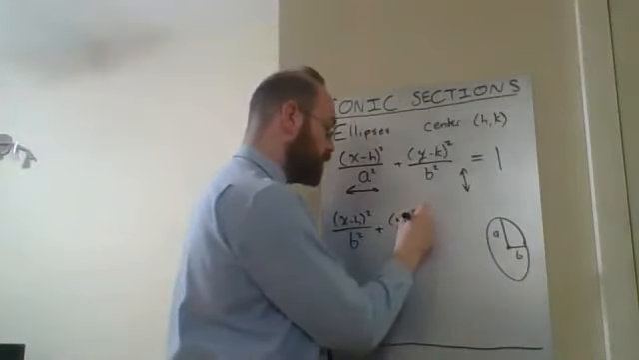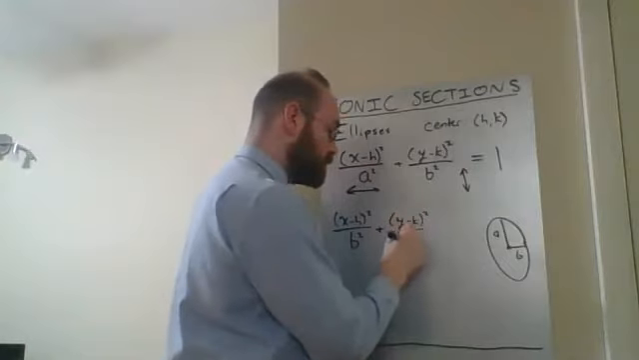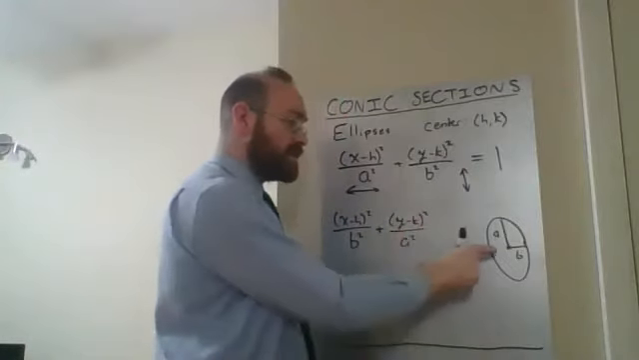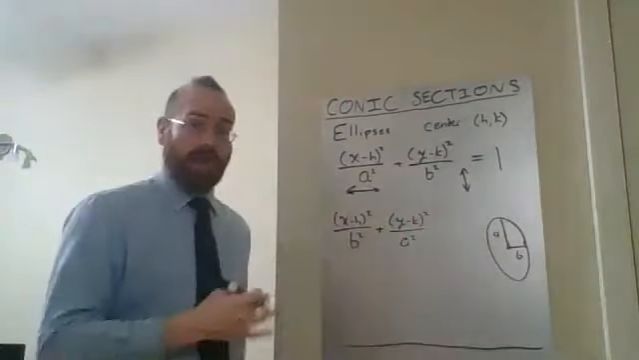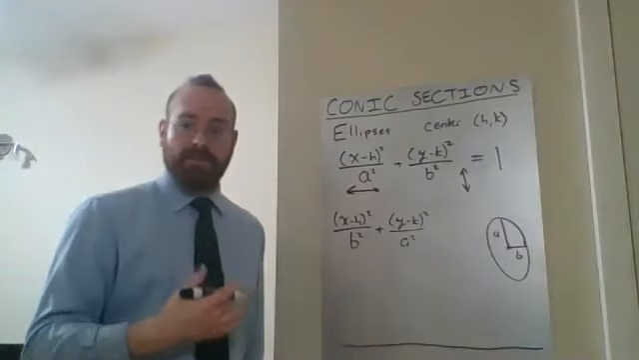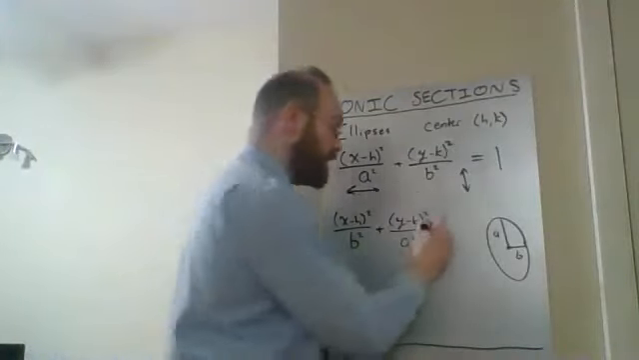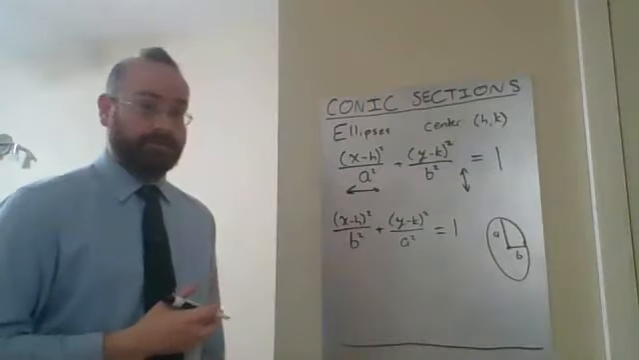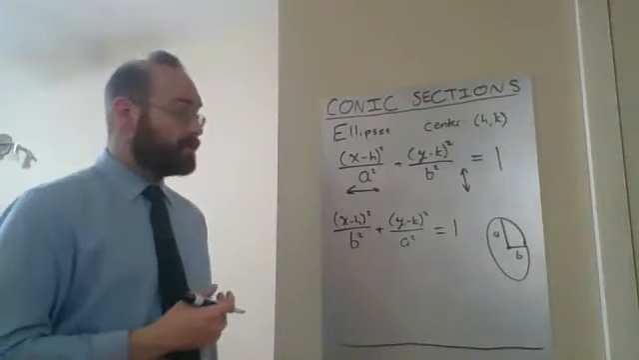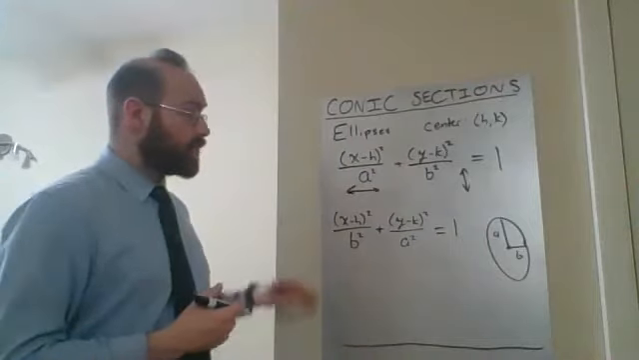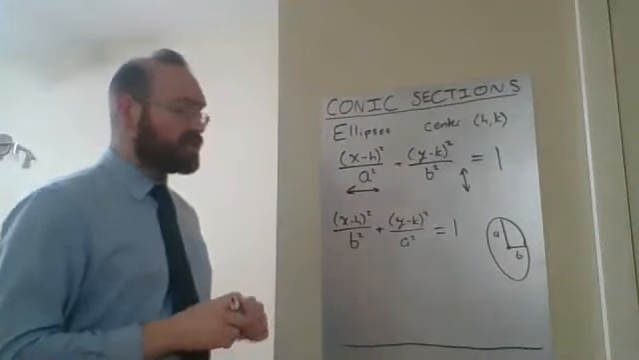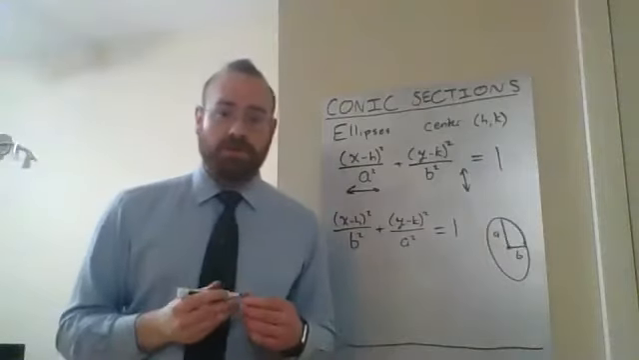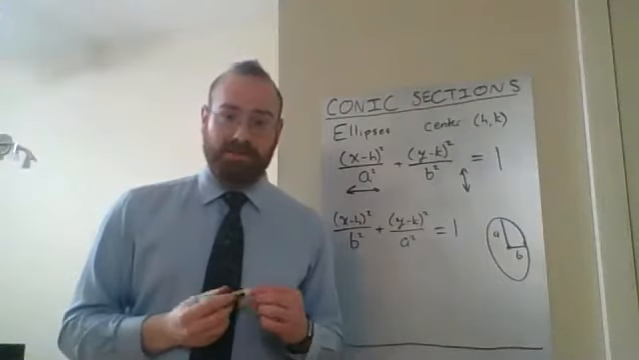Likewise, our y term will get a squared, because the up and down distance in the y direction is the bigger number in this case, which is a. And as before, it all equals 1. So take a moment, write this down, because there is still one important thing that we need to discuss.